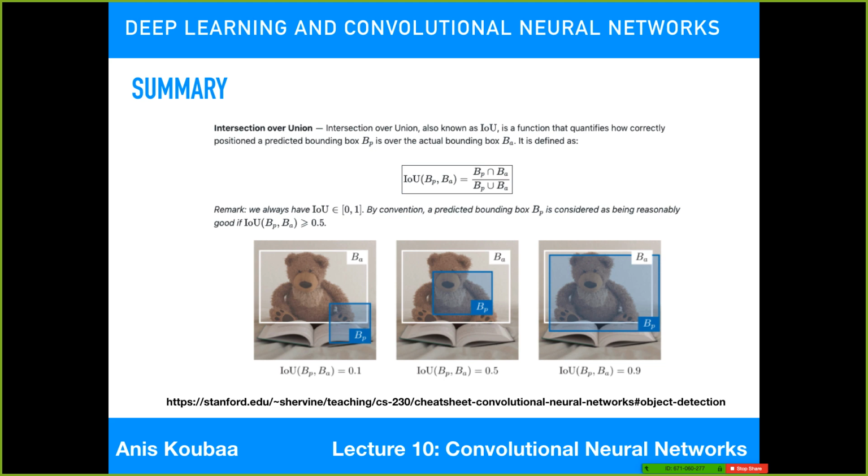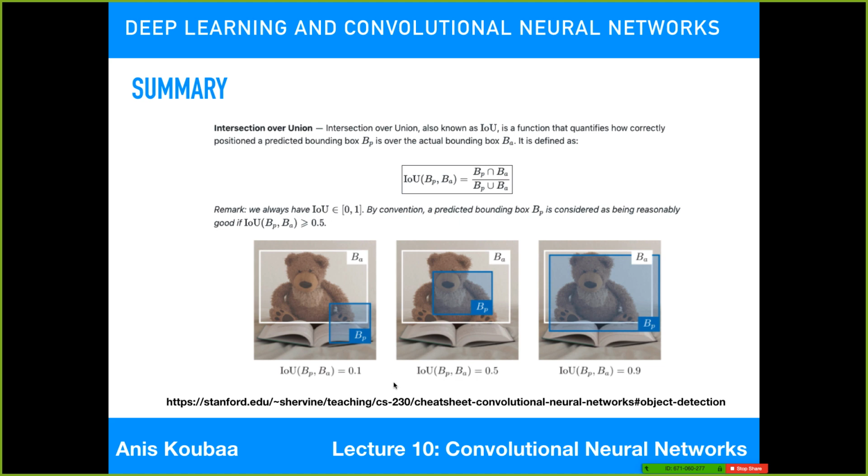Okay, so this is the summary. The intersection over union, known as the IOU, is a function that quantifies how correctly positioned a predicted bounding box is relative to the actual bounding box. So it will compare the predicted over the ground truth, over the actual one. For example, if this is the ground truth in white, and you find the predicted as the blue one, here you have an IOU of only 0.1. It's very low. So you won't say that this blue area is a teddy bear.